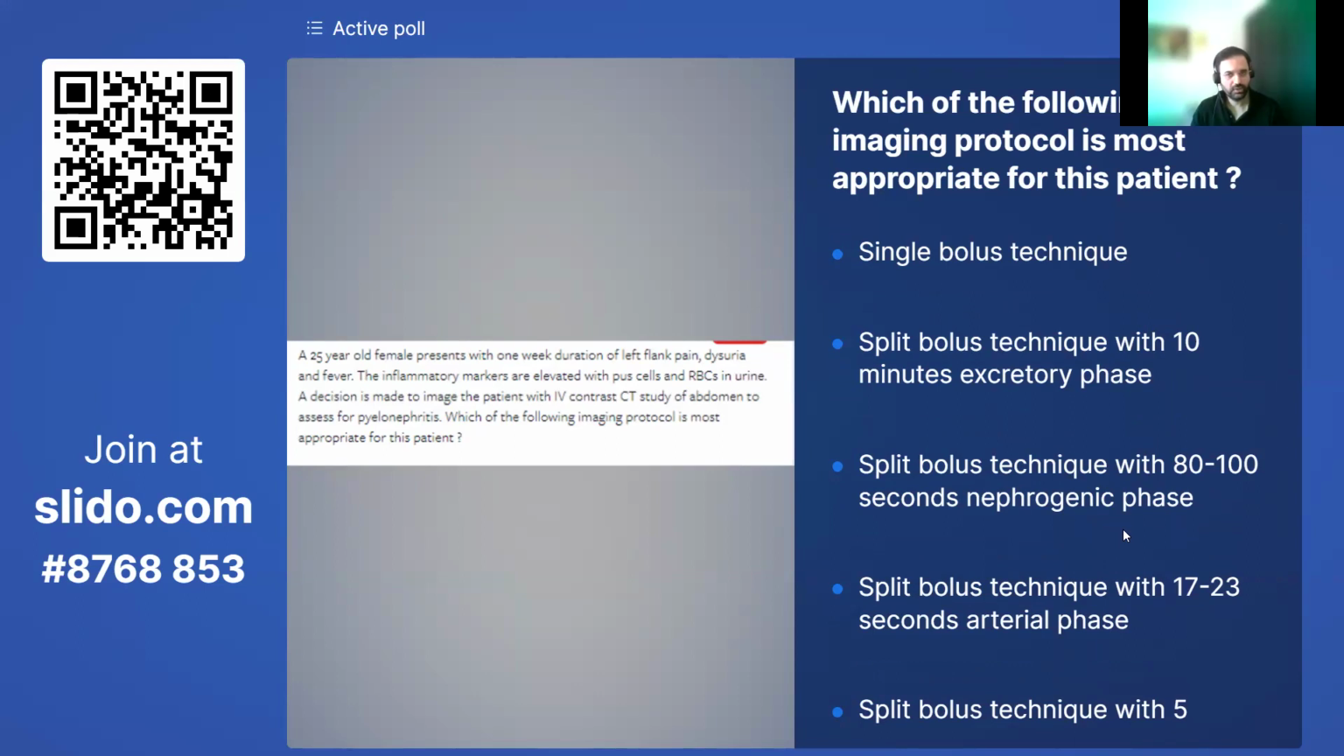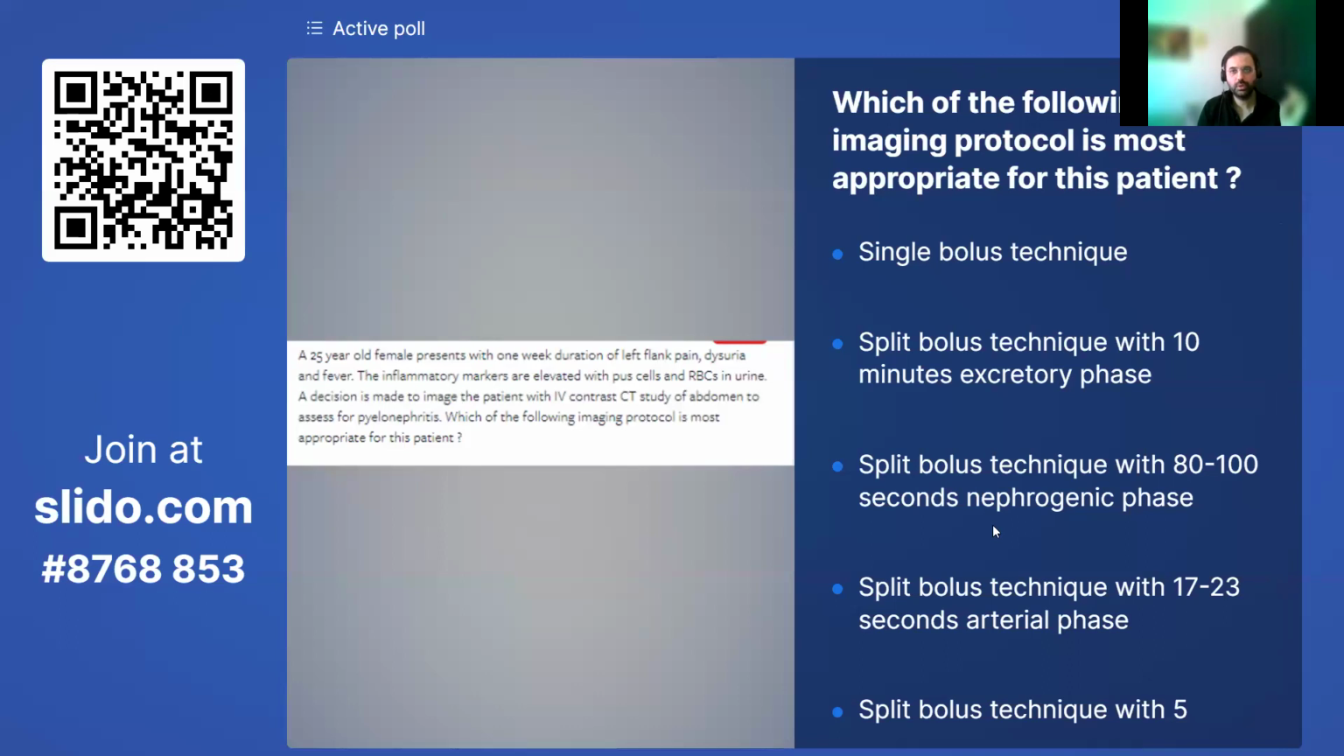So, what is the split bolus technique? Have you been using it in your practice? I don't think so. I think we normally go for single bolus, but just in different timings, whether it's nephrogenic or corticomedullary or excretory phase. Right. No worries. We'll explain the split bolus.